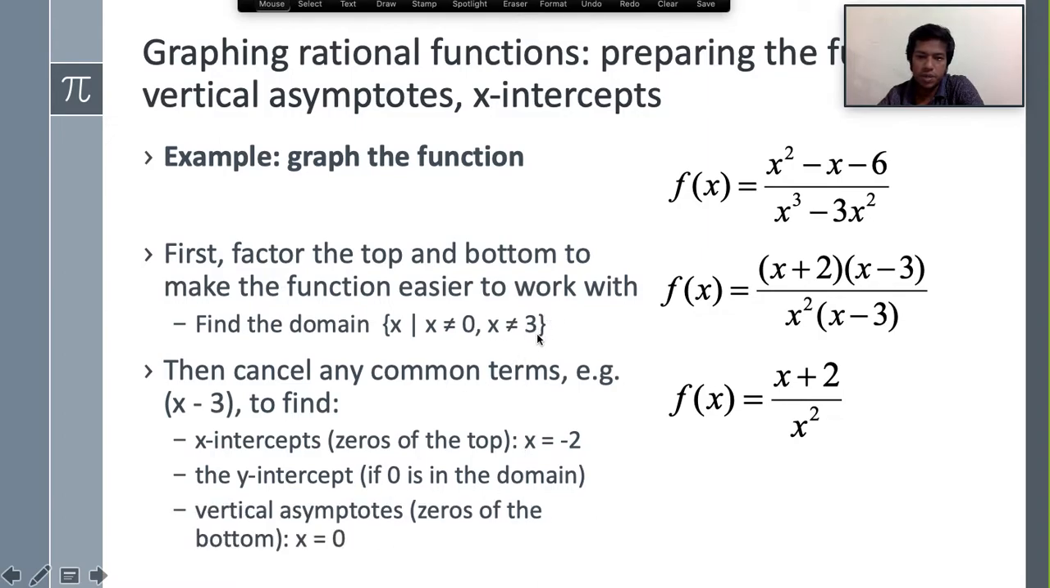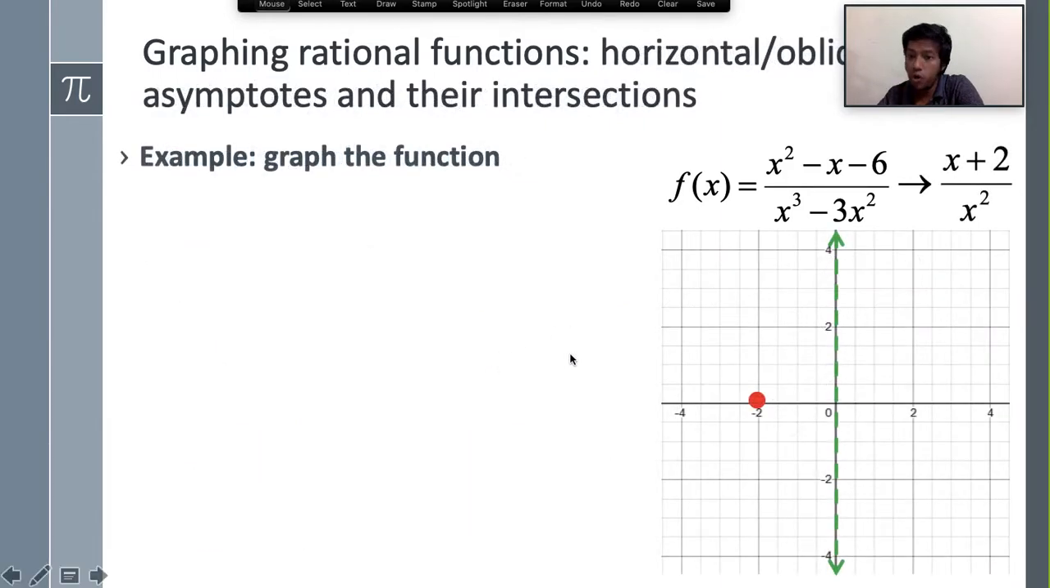So y-intercept not possible. Vertical asymptote. So far we got all this information: x equals minus 2 is our x-intercept, and our vertical asymptote is x equals 0. x equals 0 is this dotted line. So far we have obtained this information.